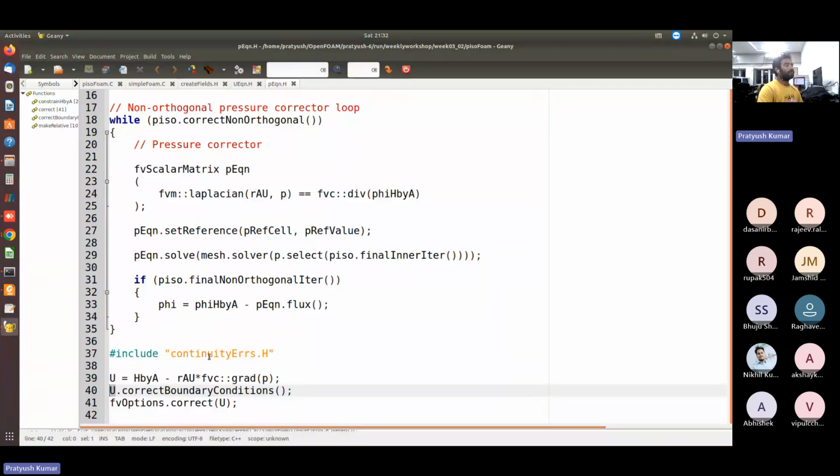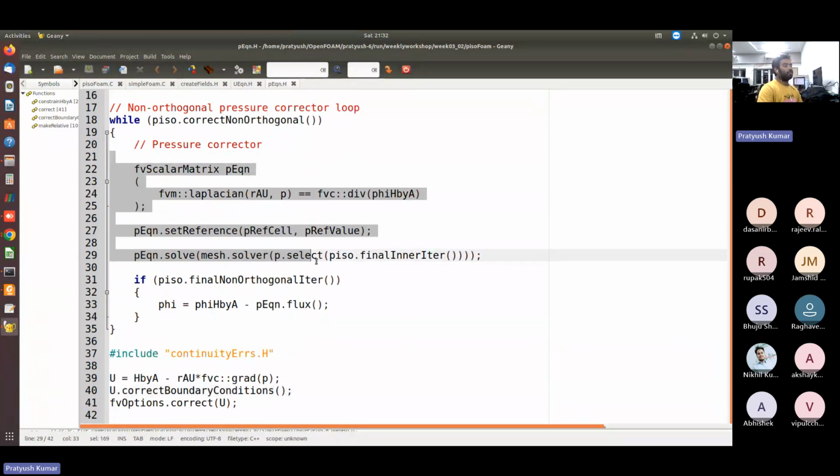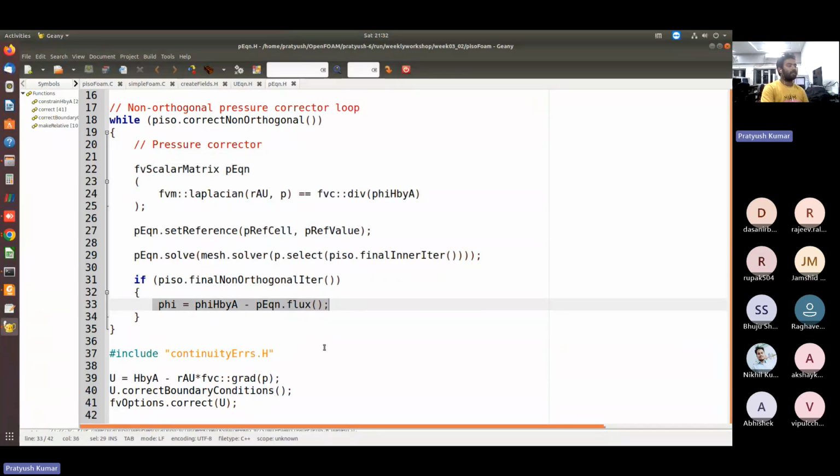Okay, and after solving this equation, again it is going to iterate for the u, and then it is going to solve this u equation minus gradient of the pressure. Then again it is going to be the pressure corrector step, and then again it is going to calculate the phi, and then after that it is going to calculate the u equations, meaning the corrected velocity, and then it is going to correct the boundary condition. So this is how this iteration works for the PISO form.